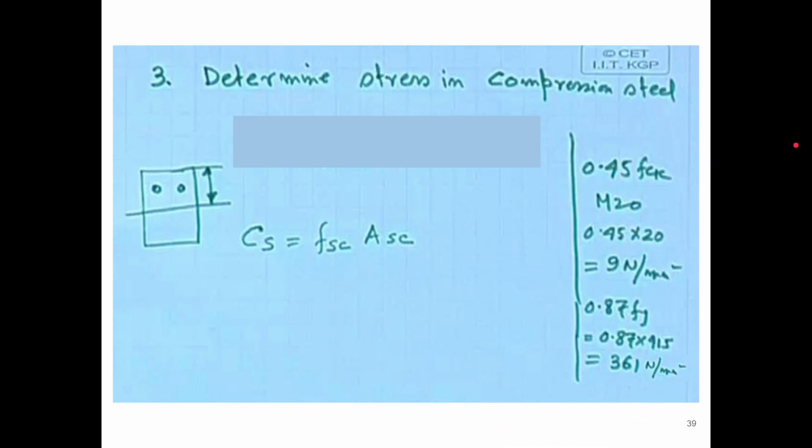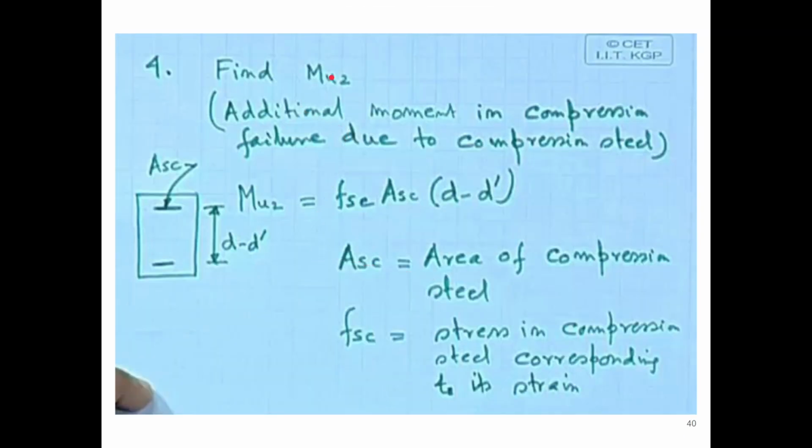So we'll solve a problem now. We will find out how it is done. First we try to find out Mu1, then we try to find out Mu2. Mu1 was basically the singly reinforced capacity, the moment carrying capacity of the singly reinforced section. That was always less than the required. The additional moment in compression failure, due to compression steel, is equal to Mu2.